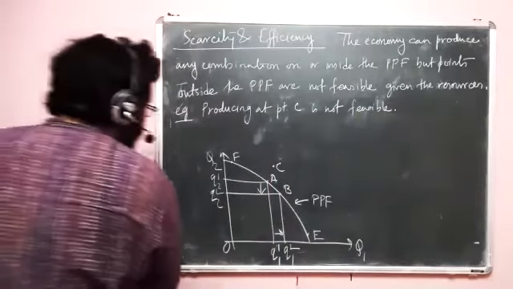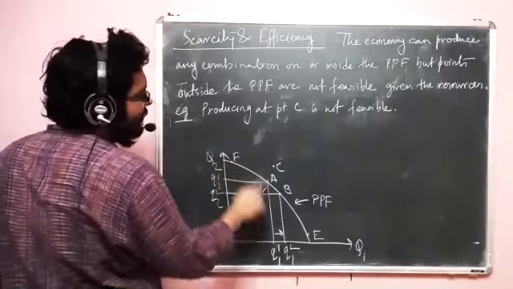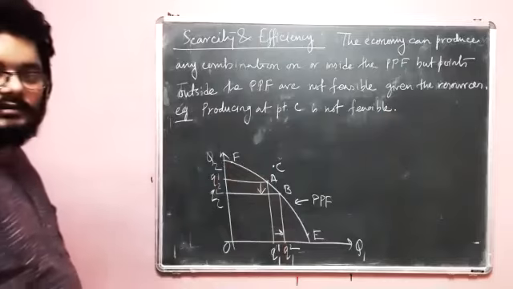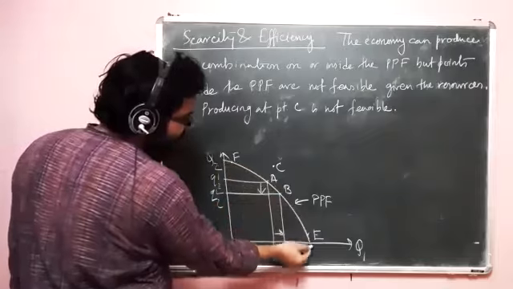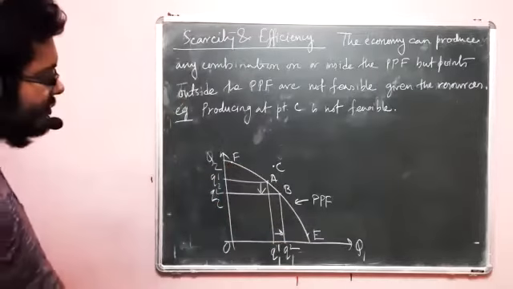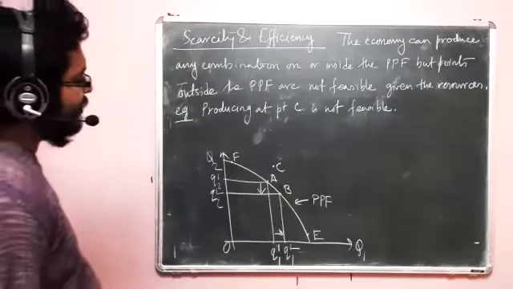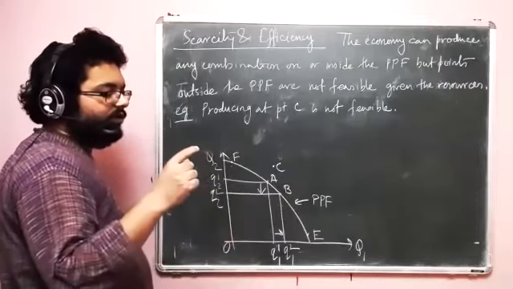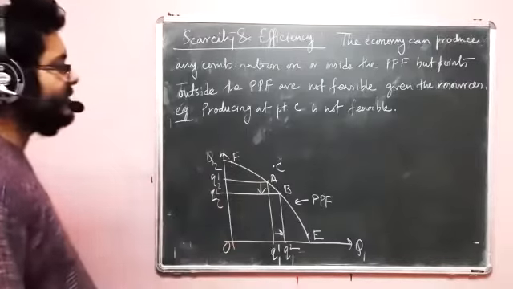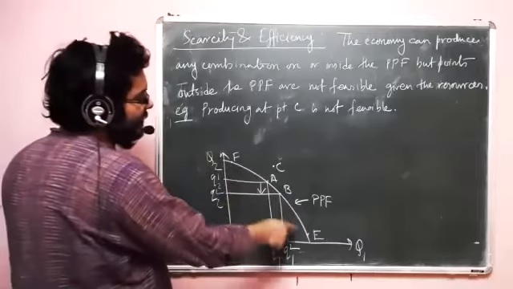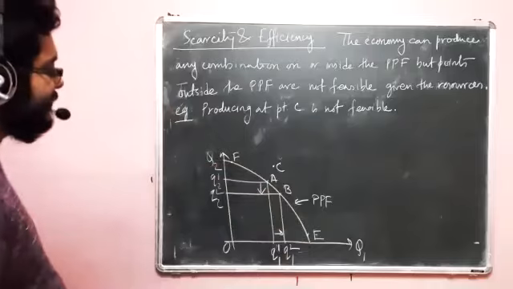Now, understand this, that the PPF shows the maximum that the economy can produce. That means on the PPF, on this graph, no resources are being wasted. And at each and every point, that combination of Q1 and Q2 is being produced, which can be produced at max. Okay. So that means on this line or on this graph, resources are used efficiently. Okay.